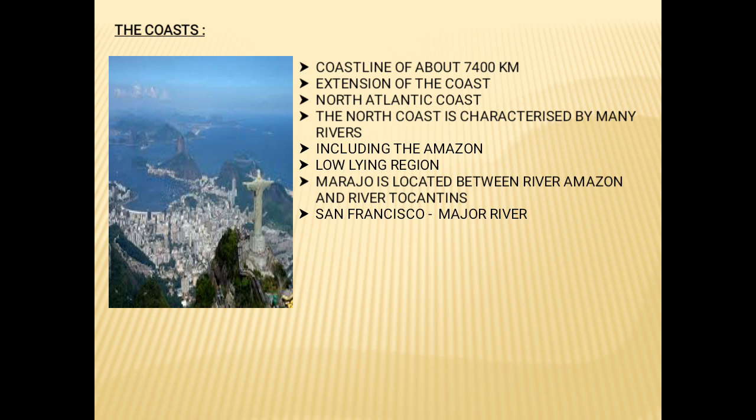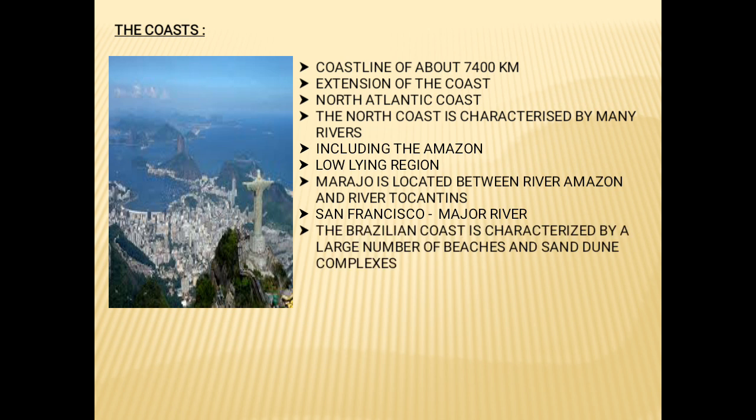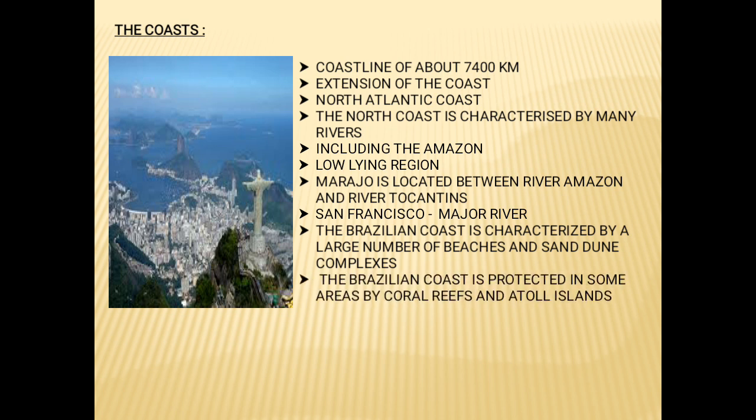The eastern coast receives a large number of smaller rivers. The only major river which meets the Atlantic Ocean here is the São Francisco. The Brazilian coast is characterized by a large number of beaches and sand dune complexes. The Brazilian coast is protected in some areas by coral reefs and atoll islands.